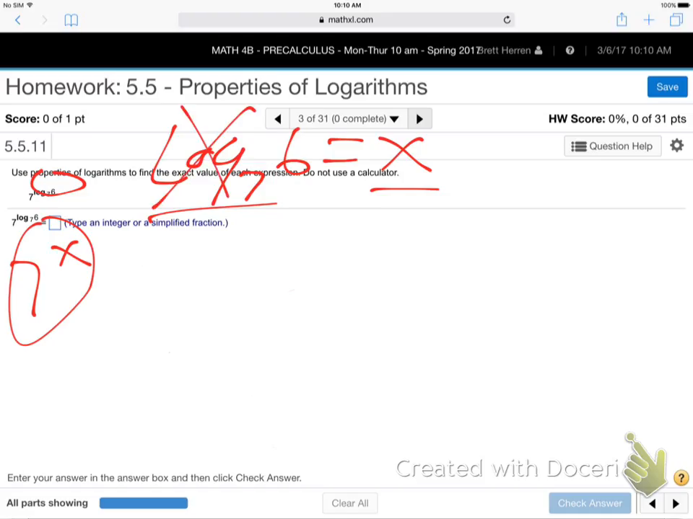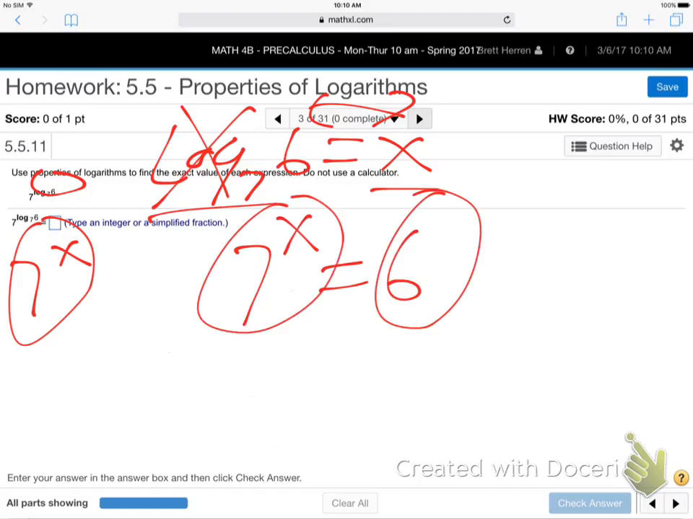Remember what we learned about when you lose the log? What happens? Base stays the base, other two switch, right? So the 7 would stay the base, and these two would switch. Instead of 7 to 6, it'd be 7 to the x, 6 goes over there, right? So what is 7 to the x equal? 6. So what is x? x is the whole power thing. So our answer is 6.